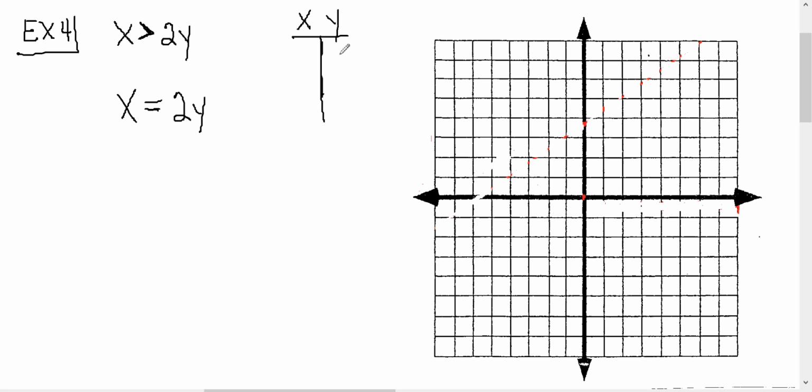When y, for example, is 0, then x is 0. How about when y is 1? When y is 1, x is 2. Okay, now I'll plot the points 0, 0 and 2, 1: over 2, up 1. My inequality, to help me determine what my line is going to be made of, is going to be a dashed line for the inequality greater than.